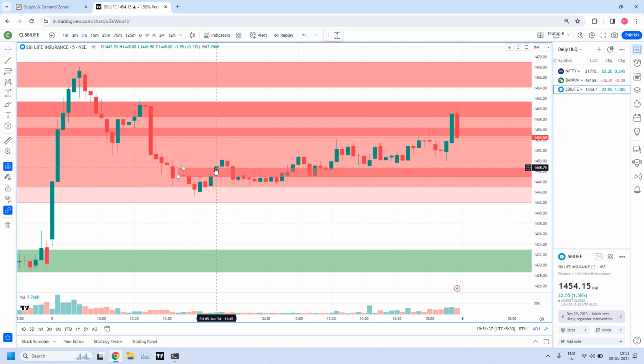This is about SBI Life. This is the only one high liquidity zone we identified.